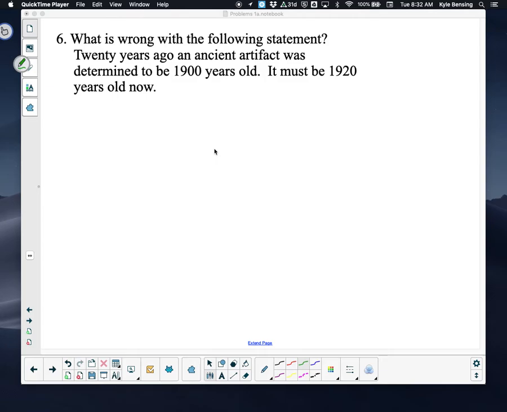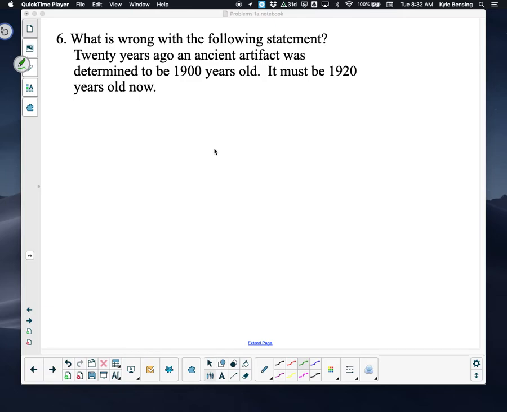Okay, class, this is part 2 of problem set 1A, problems 6, 24, and 26. So let's take a look at question number 6. What is wrong with the following statement? 20 years ago, an ancient artifact was determined to be 1900 years old. It must be 1920 years old now.